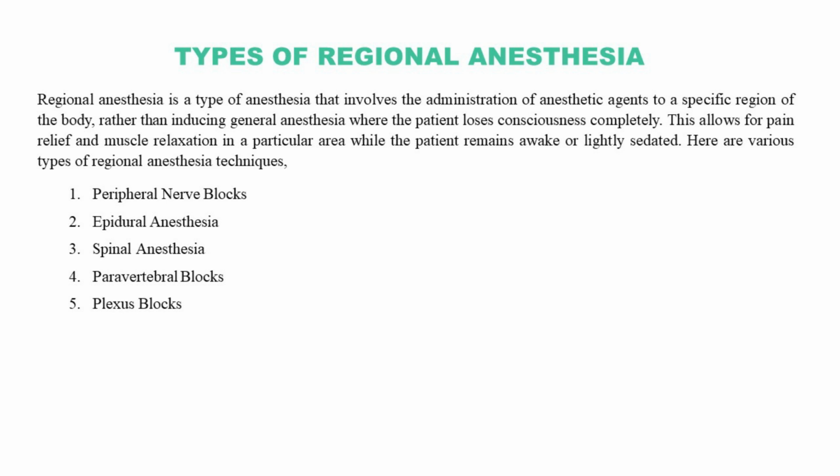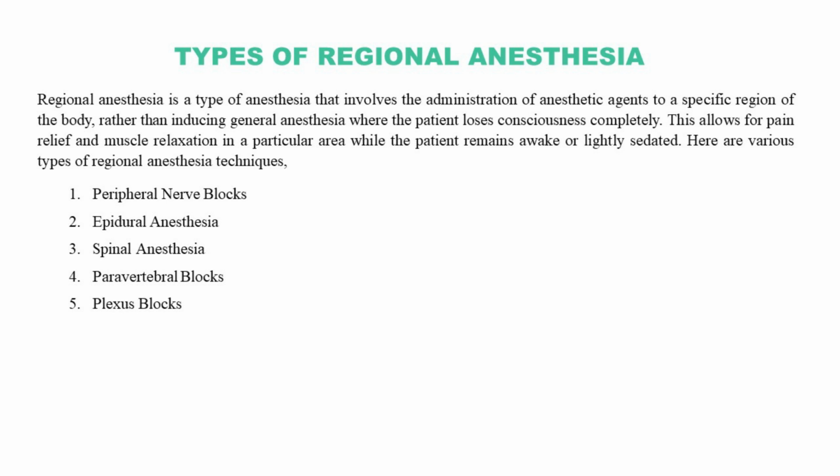4. Paravertebral blocks. Paravertebral blocks involve injecting local anesthetic alongside the spinal vertebrae, near the spinal nerves as they exit the spinal cord. These blocks are often used for procedures involving the chest and abdominal regions, such as breast surgery or thoracic surgery. Paravertebral blocks provide regional anesthesia to the corresponding dermatomes.